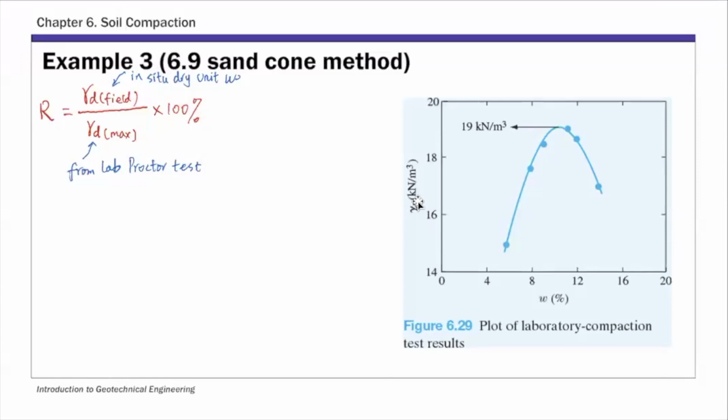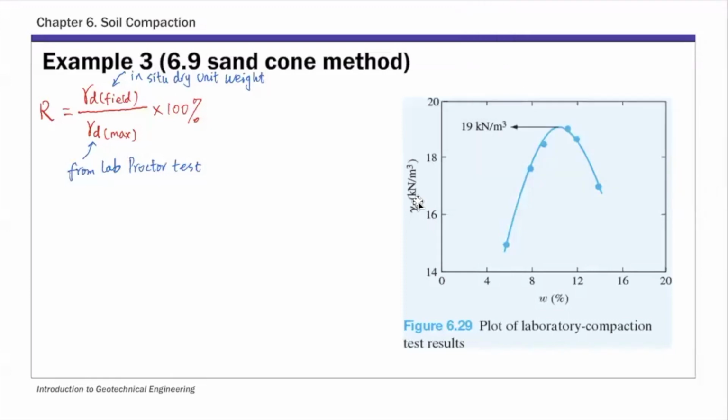Okay. So again, in situ basically means in the field. And we have that from part A, and then the gamma D max, we need the Proctor test, the compaction curve. So that's what's shown on this right-hand side. So this figure on the right-hand side, that's a compaction curve.